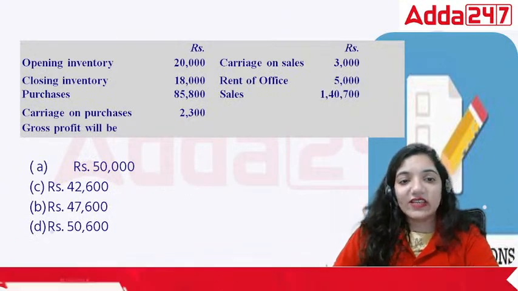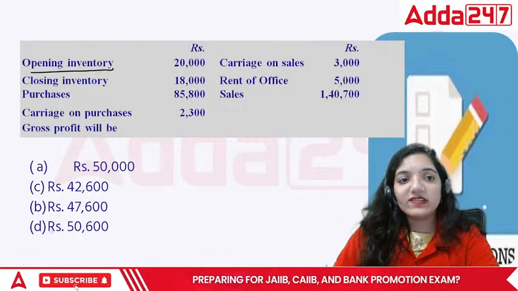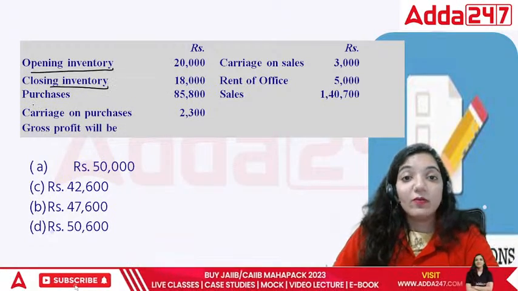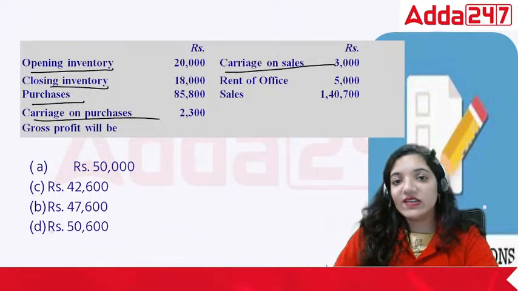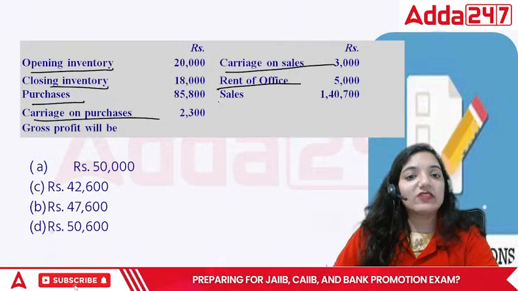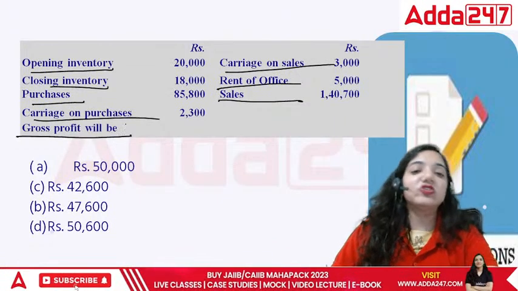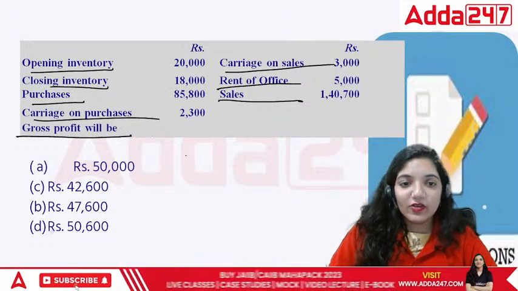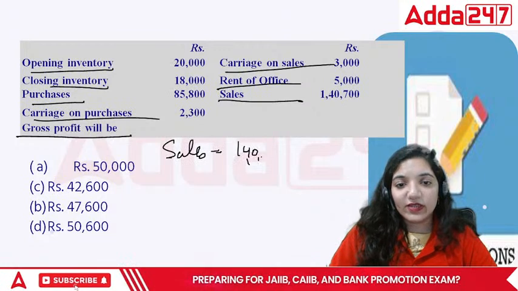Okay, here comes the next question, everyone. The next question says that opening inventory is given, closing inventory is given, purchases are given, carriage on purchases are given, carriage on sales are given, rent of office is given, as well as sales. And they want you to find the GP. To find out the GP, the best way is, first of all, you write your sales. Your total sales is 1,40,000.